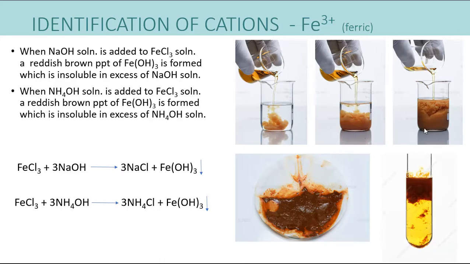When ammonium hydroxide solution is added to ferric chloride solution, you can see again a reddish brown precipitate of ferric hydroxide is formed, which is also insoluble in excess of ammonium hydroxide solution. So here is the equation which indicates ferric chloride combining with sodium hydroxide and with ammonium hydroxide giving ferric hydroxide as the precipitate, which is a reddish brown precipitate.